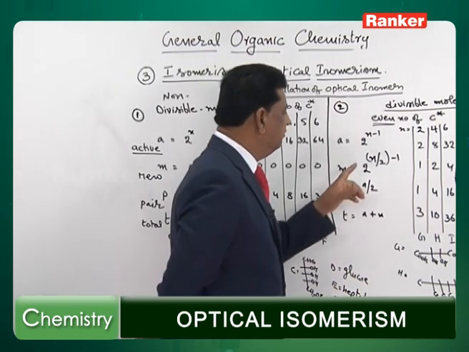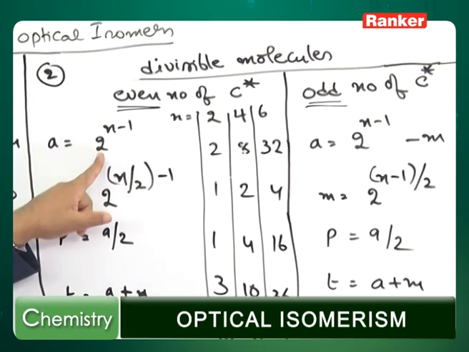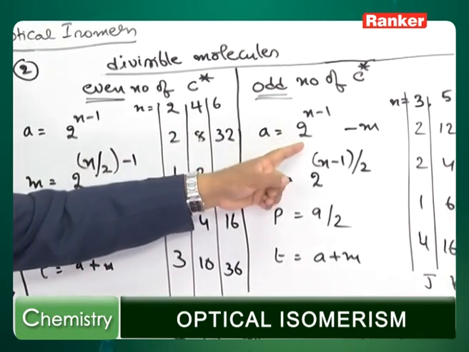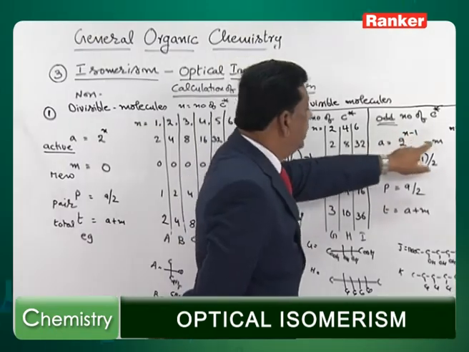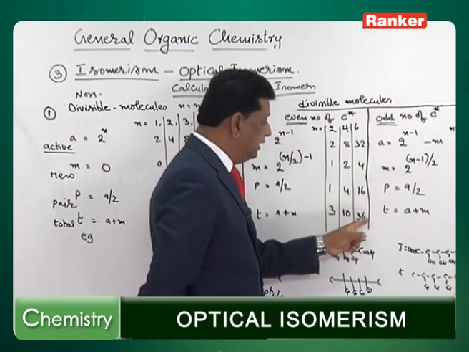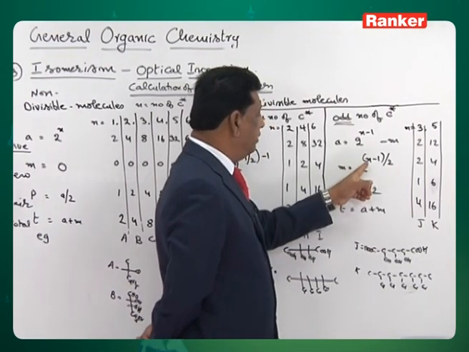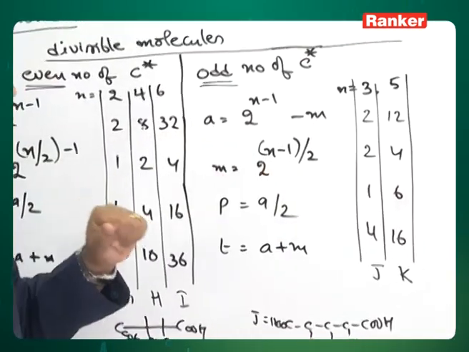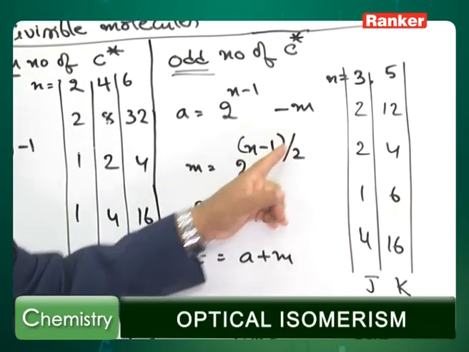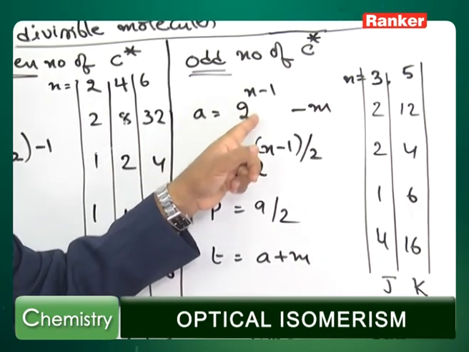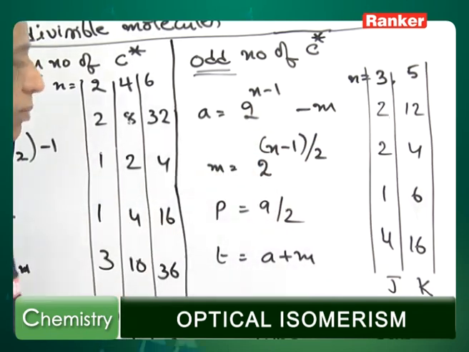In this case, we have a small difference. Active members is 2 to the power of n minus 1, and here active is 2 to the power of n minus 1 minus meso compounds. This working is slightly more difficult now. First you see the meso compounds. N minus 1 by 2 is the meso compounds. That meso you have to remove from the active members. So then only the real active members will come.